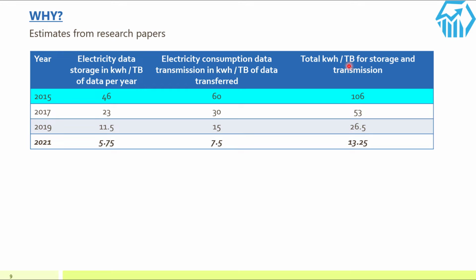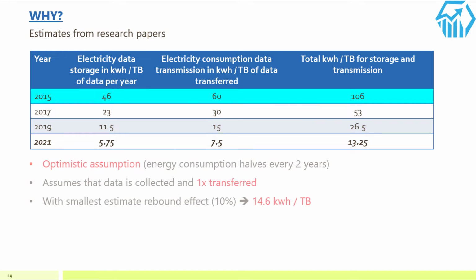And then I just followed the principles. So I said, okay, I divide this number just by 2 every year. And then in 2021, I end up here with 13.25 kilowatt hours for 1 terabyte of data that is transferred one time and then stored for a year. So these are annual data. So I move the data basically once a year, but don't delete it.